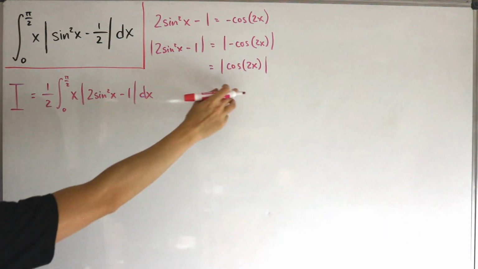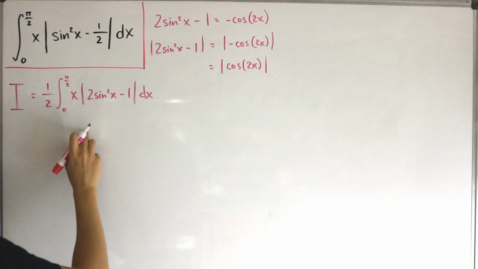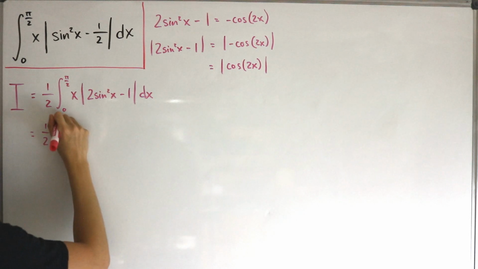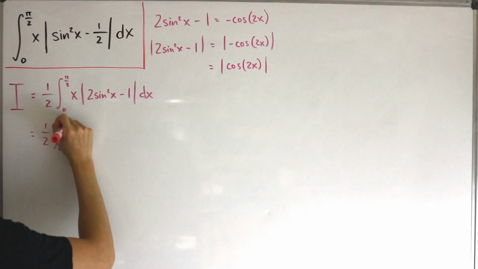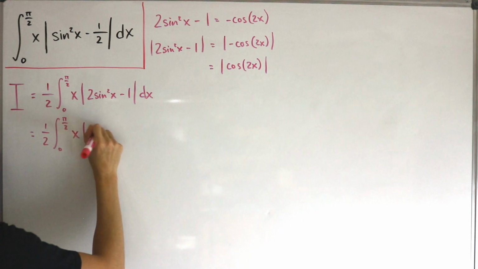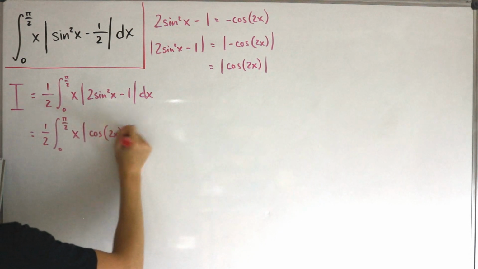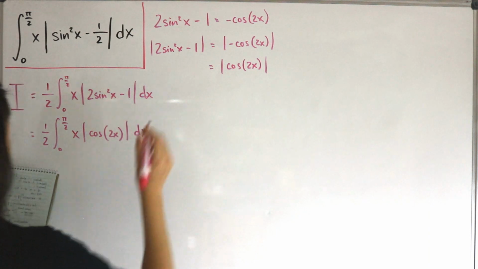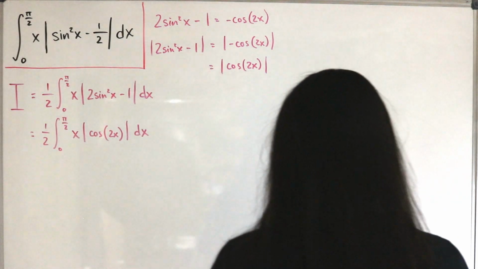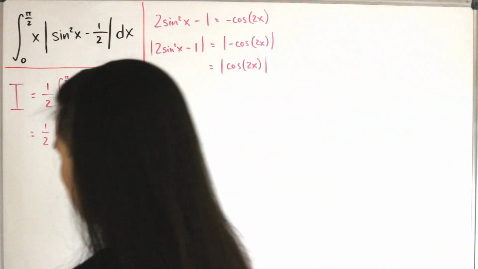With that in mind, we can do a bit of substituting here. That yields 1/2 times the integral from 0 to pi over 2 of x multiplied by the absolute value of cosine of 2x, and then close it off with dx. Now we can do a little bit of a u-sub, which is an elementary technique we'll be using.